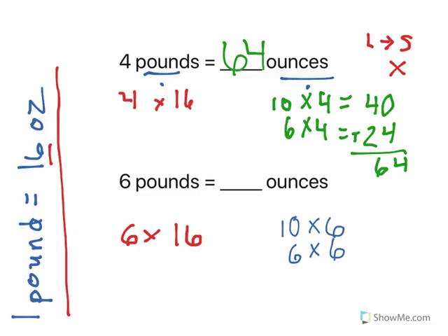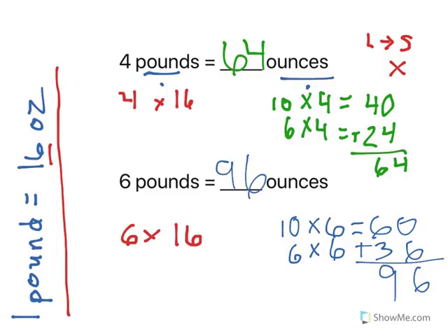Alright, so for me, what I would like to do is to break this apart. Again, I'm going to break my 16 up into 10 and 6. I'm going to do 10 times 6, which I know is 60, and then 6 times 6, which I know is 36. If I add these numbers together, this would give me 96 ounces.